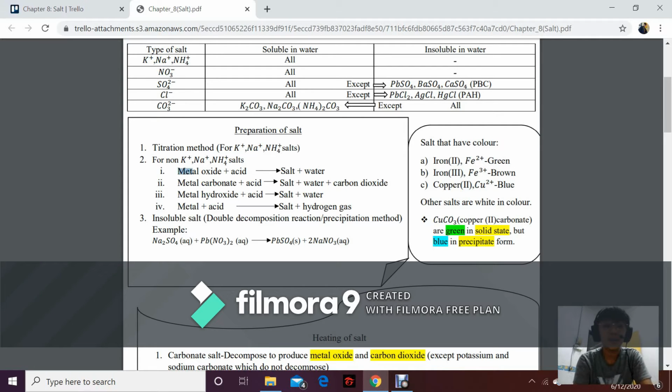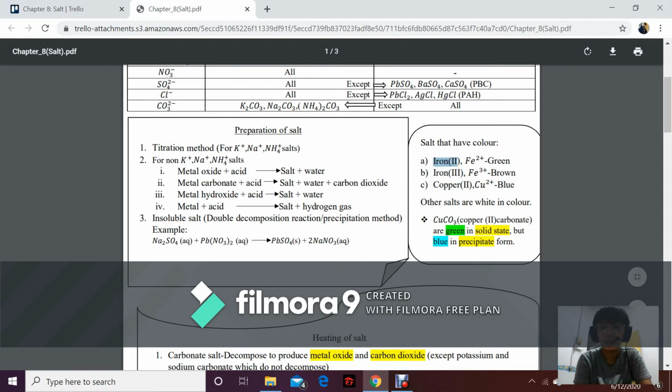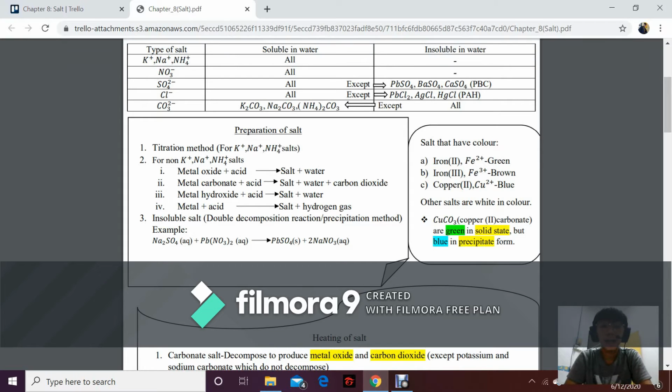So the metal oxide other than K plus, you can use Fe. Fe is iron. Iron got two ion because I got iron 2, iron 3. So you can got iron 2 oxide, iron 3 oxide, or copper 2 oxide, or copper oxide. Copper oxide is copper 1 oxide, but definitely we will say copper oxide. It's better to pronounce that. So you will produce salt and water for the reaction between metal oxide and acid.